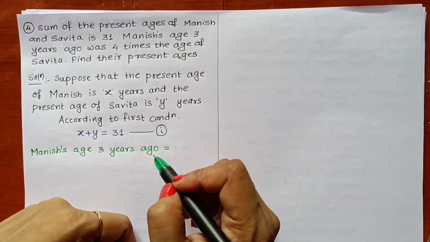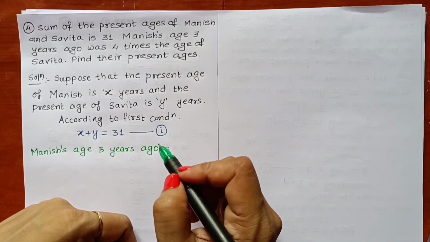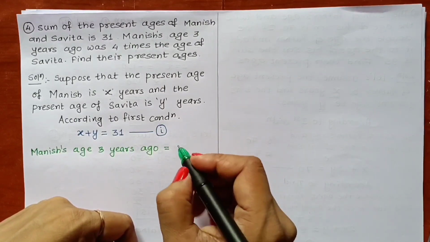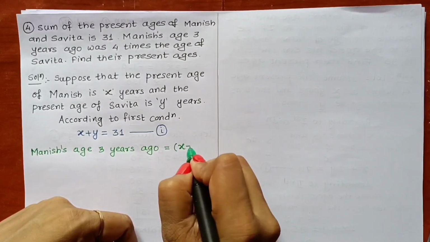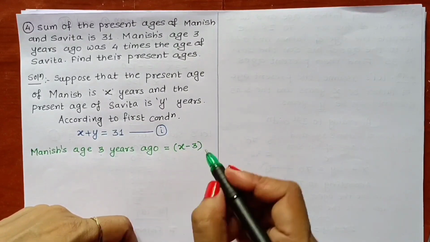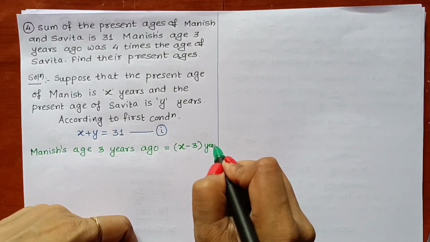Similarly, for finding his age 3 years ago, what will we have to do? We will have to subtract 3 from his present age. His present age is x. We will subtract 3 from his present age, so we will get his age 3 years ago. So x minus 3 years.